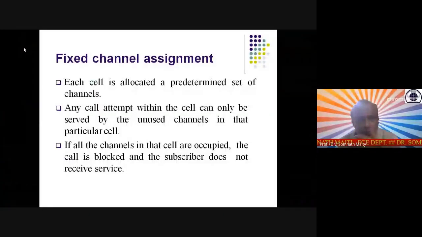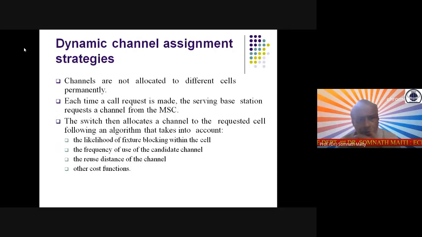So what is the limitation? The limitation is that it is not flexible. If the channels are available, anyone making a call will get a channel, otherwise it will be blocked. Now, dynamic channel assignment: the channels are not allocated to different cells. There is a common pool.